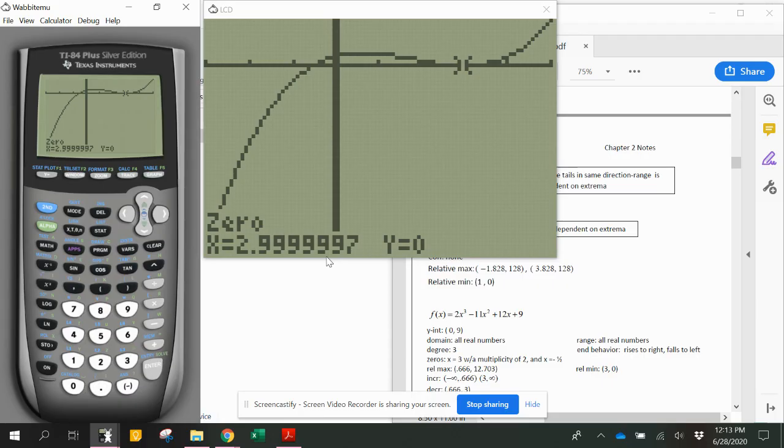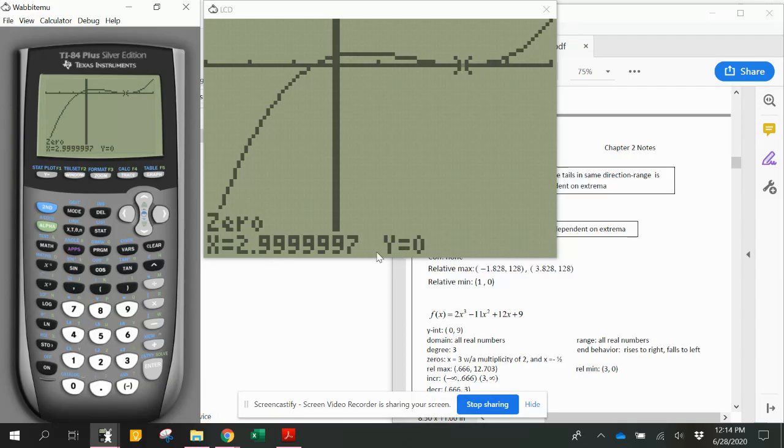Okay, this is perfect. So you might have gotten what I got, 2.9997, 0, or you might have gotten 3, 0, or you might have gotten 3.00001, 0. This is an issue the calculator has. I'm going to call it a pixel issue. We need to know that if it says 2.9999997, it means 3.